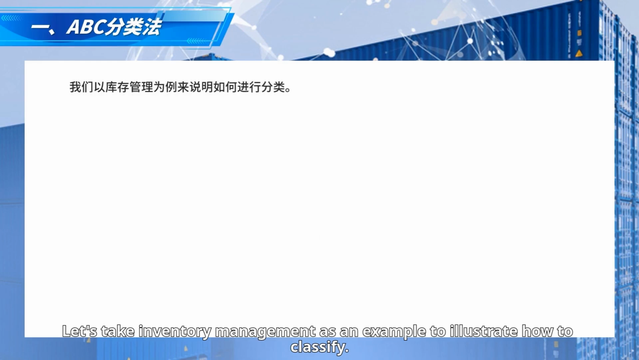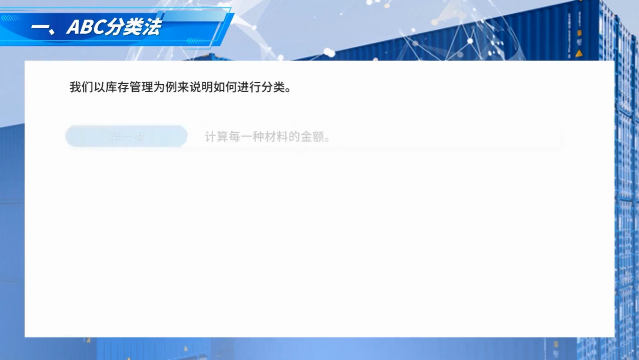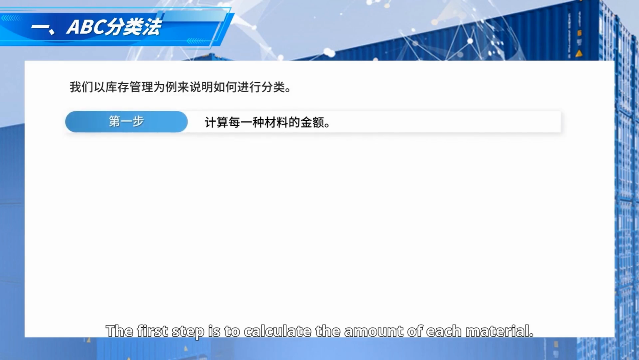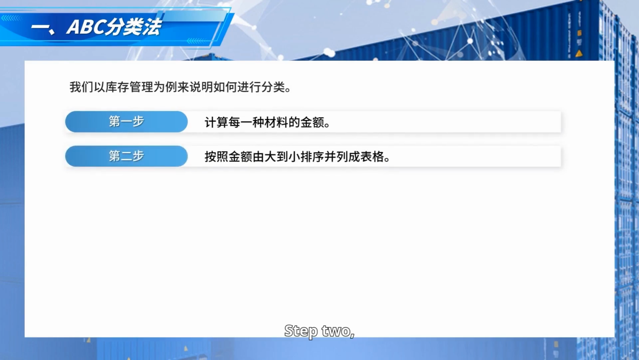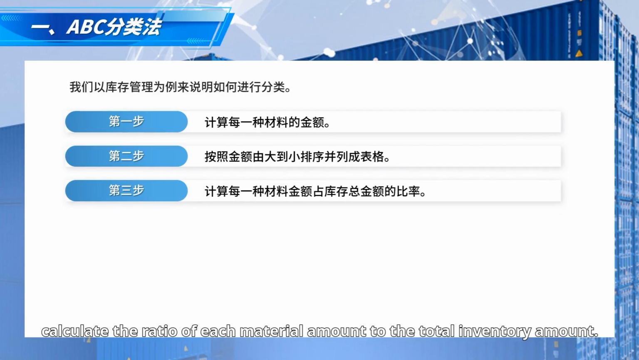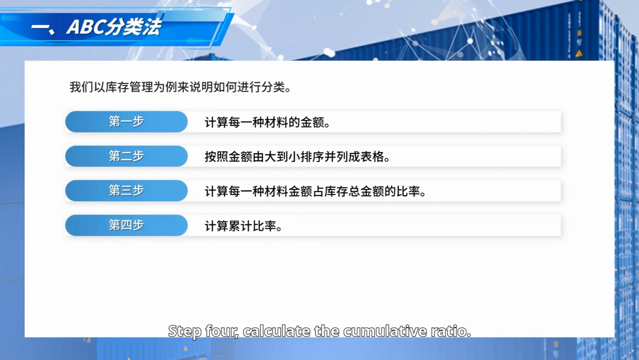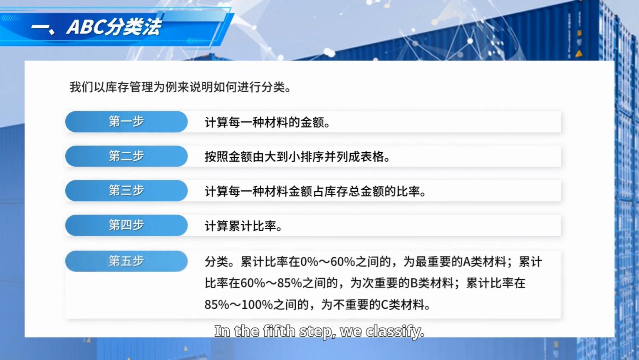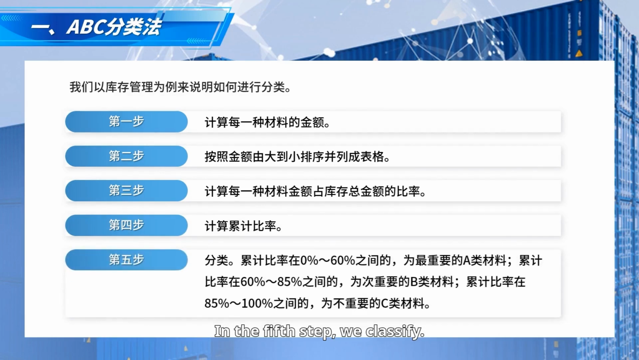Let's take inventory management as an example to illustrate how to classify. The first step is to calculate the amount of each material. Step 2. Arrange in descending order according to the amount. Step 3. Calculate the ratio of each material amount to the total inventory amount. Step 4. Calculate the cumulative ratio. In the fifth step, we classify.